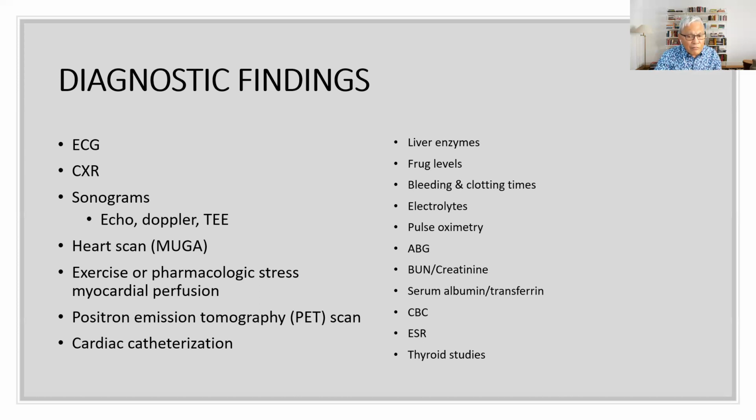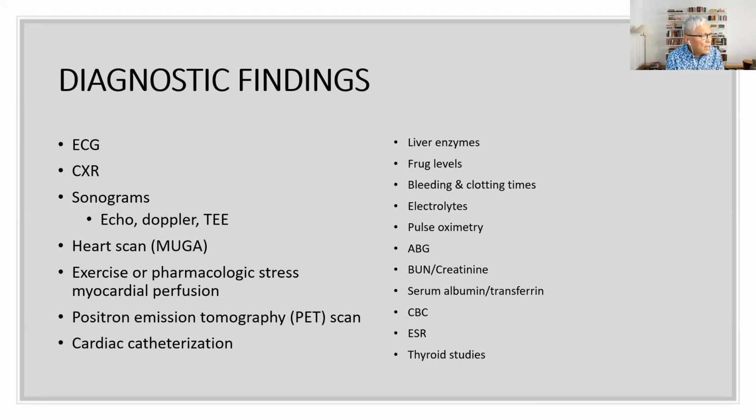Sonograms like echocardiography and Doppler and transesophageal echocardiography may also reveal enlargement of the chambers, and that's why it's very important. And some of the scans, like your MUGA scan or heart scan, or exercise or pharmacologic stress test. An example of that would be your thallium scan or your Persantine scan. Those also could determine the presence of abnormalities in the motion of the pumping ability of the heart, and PET scan as well as cardiac catheterization for obvious reasons.